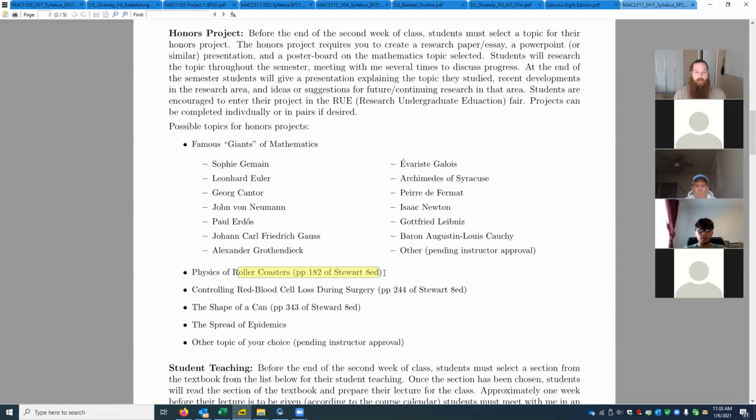If you want to do one of these, go ahead and take a look in the textbook at these pages and see if you like the outline that's discussed there. If you want to do something else, I can help you research it as well.